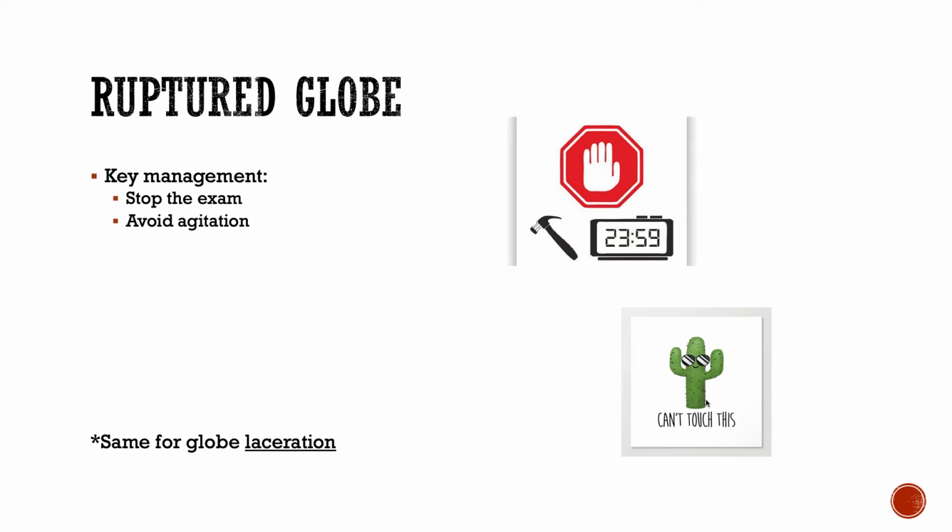So ruptured globe, key management. If you're worried about it, stop the exam and avoid any agitation, anything that increases intraocular pressure. So vomiting, screaming, yelling, fighting, and this is kind of pediatrics in general, right? So stop the exam, get ophthalmology consulted early on. A rigid eye shield will help, and again, not a patch, because you want to avoid pressure on the globe. You want to make sure that it is overlying the bony ridges of the eye. And then again, you want to limit the activity, elevate the head of the bed, and then treat any associated pain or vomiting.